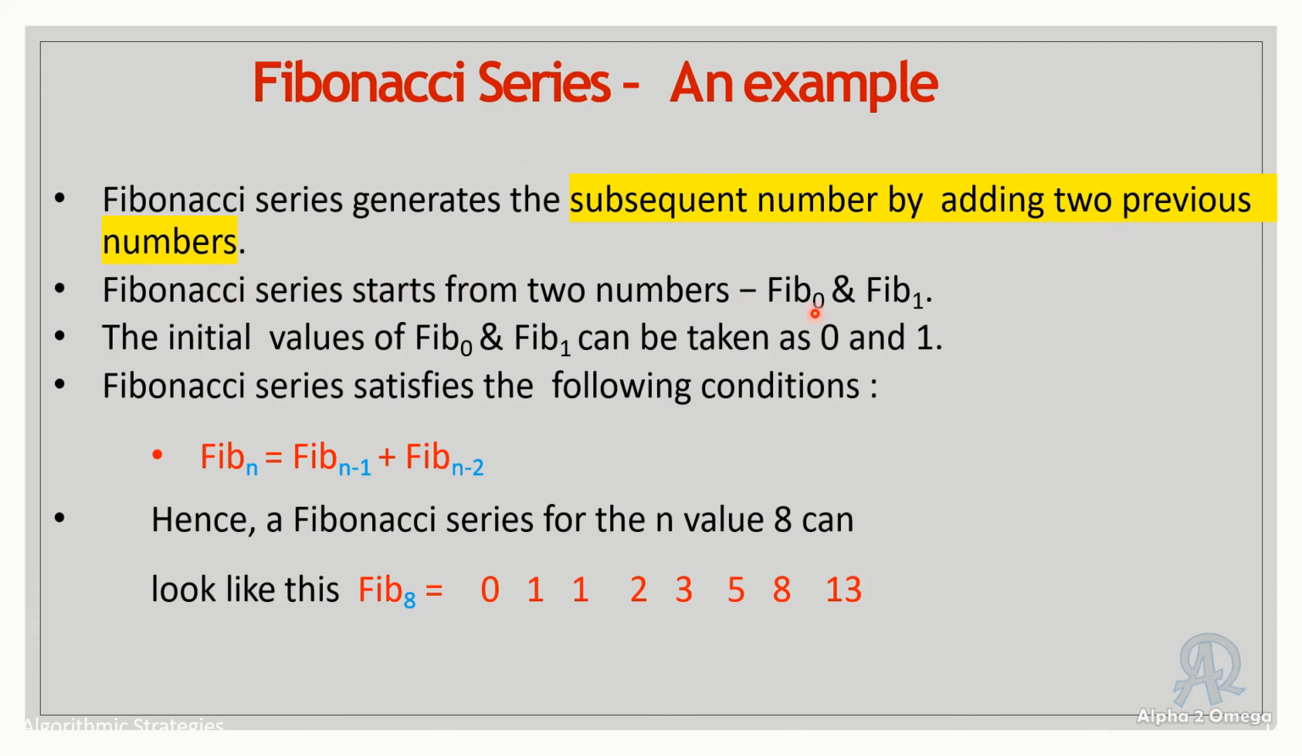So it starts from two numbers. Let us assume fib of 0 and fib of 1. So the initial values of fib 0 and fib 1 can be taken as 0 and 1. So it has to satisfy the following condition, isn't it? So fib என்றது எப்படி கிடைக்கும்? The previous two values add பண்ணோம்னா நமக்கு ஒரு value கிடைக்கும். Hence a Fibonacci series for n value 8 can be like this, isn't it? So இது வந்து நம்ம எப்படி கண்டுபிடிப்போம்? I hope you all remember this, isn't it? Okay, now how do we find this?